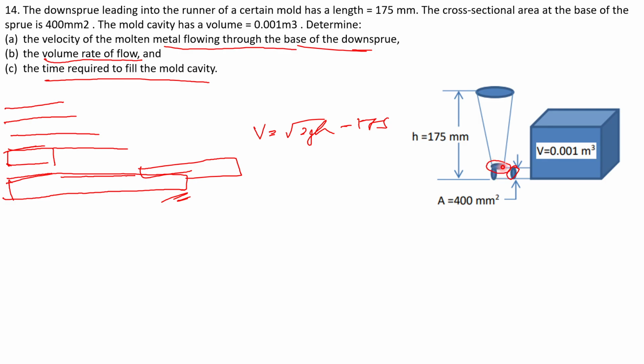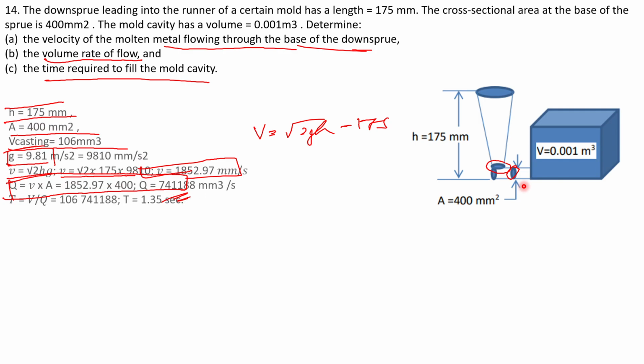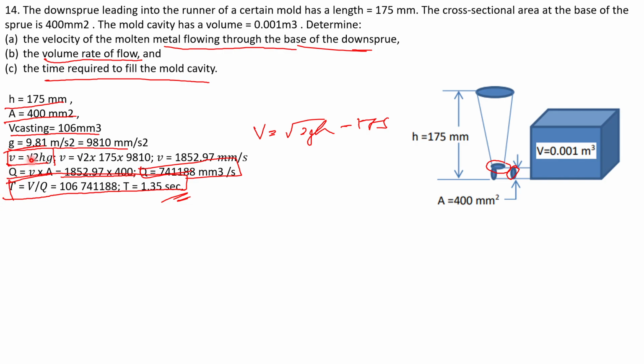So we can easily calculate the velocity here with the formula V equal to root 2gh. And then coming to the volume rate of flow. So volume rate of flow can be calculated with Q equal to V, volume of casting upon the cross-sectional area. Then the time required to fill the mold cavity, we can easily calculate according to our flow rate. So the V can be calculated with the help of formulation root 2gh, then Q equal to V into area, and T equal to V upon Q. So we can easily calculate the three things according to these formulations.